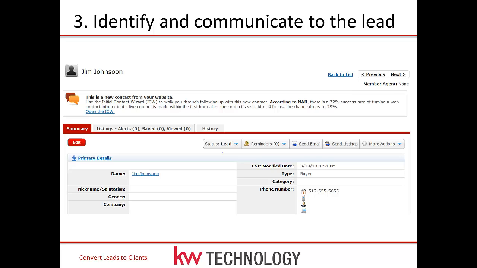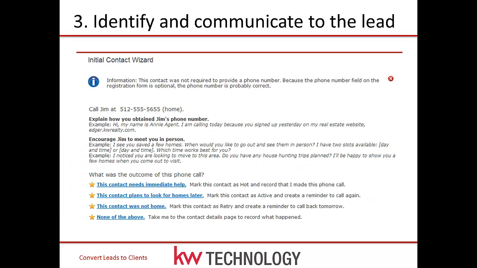We can use the ICW, or the Initial Contact Wizard, to help us know what to say or what actions to take if the lead is unavailable. The Initial Contact Wizard will help you with scripts. As you'll notice, we have the phone number listed there telling us to call Jim. Then it's going to explain how we obtained his number. We're going to encourage Jim to meet us in person, and then we have outcomes of this phone call.